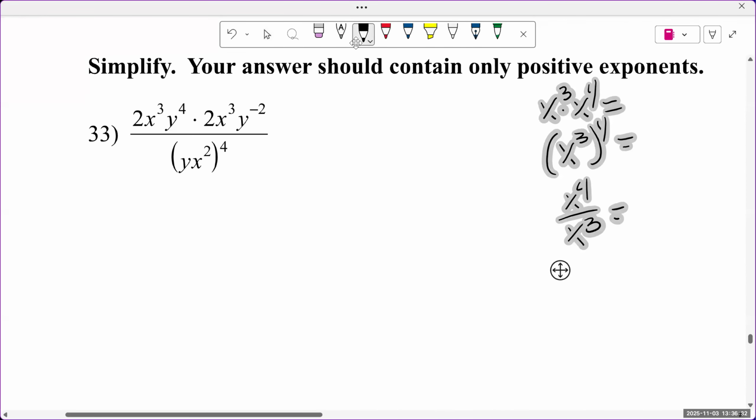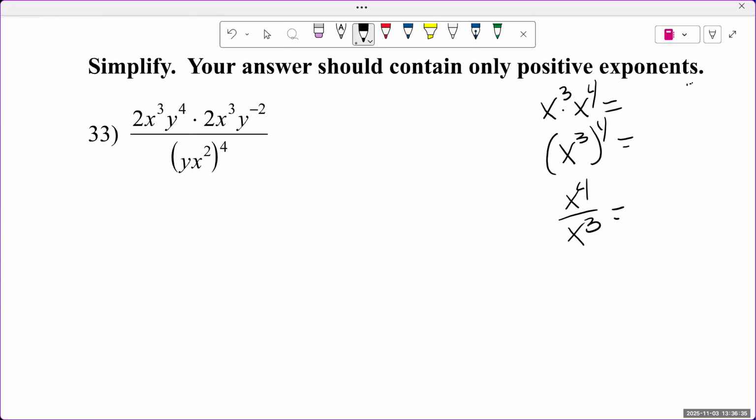33. Let's review that. Base to the power, add 1 base to the superpower, multiply. Now, if we have x's on top and x's on the bottom, subtract. Okay, step 1. Let's clean up the top. Multiply the coefficients. So the x's, x to the 3rd, x to the 3rd, add. Y to the 4th, y to the -2, add those.